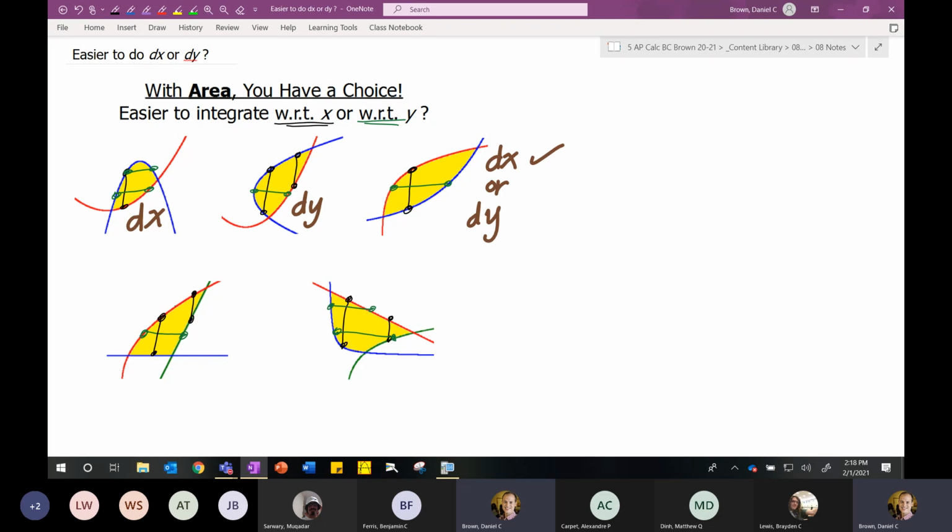What about that first one in the second row, dx or dy? dy. So the only thing that's consistent is left to right. Again, you could do it in terms of dx, you would just require two separate integrals. And then that last one, dx or dy, would be just as difficult. It would require two integrals no matter which one you were doing. Questions on those five?